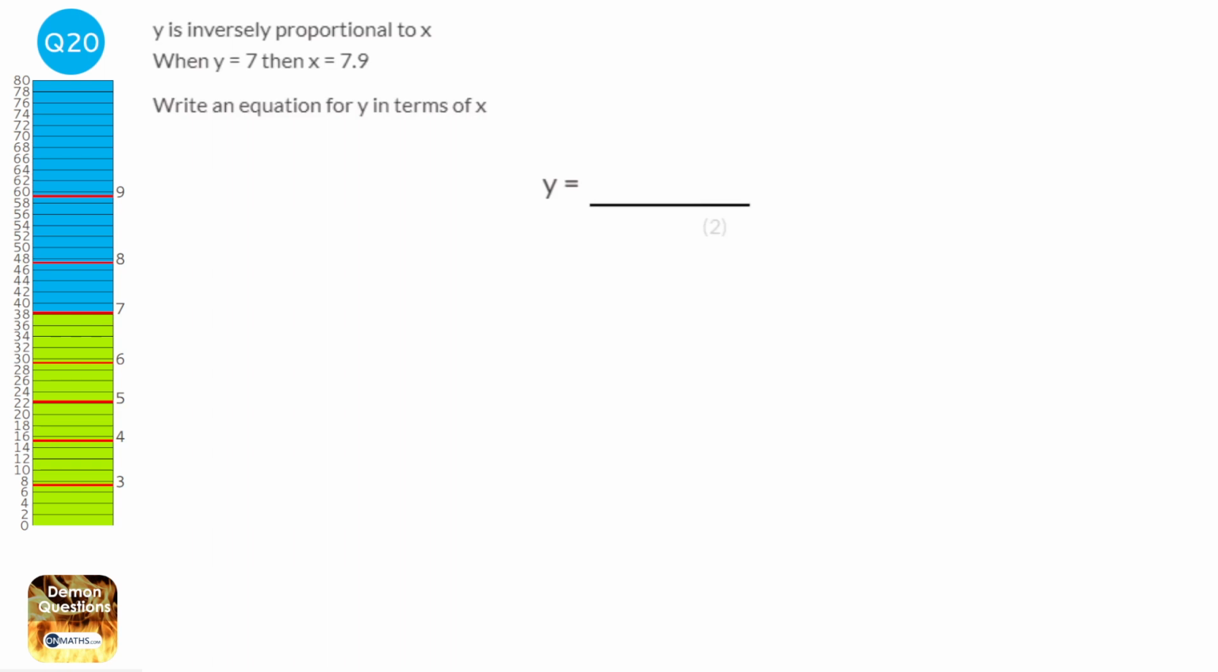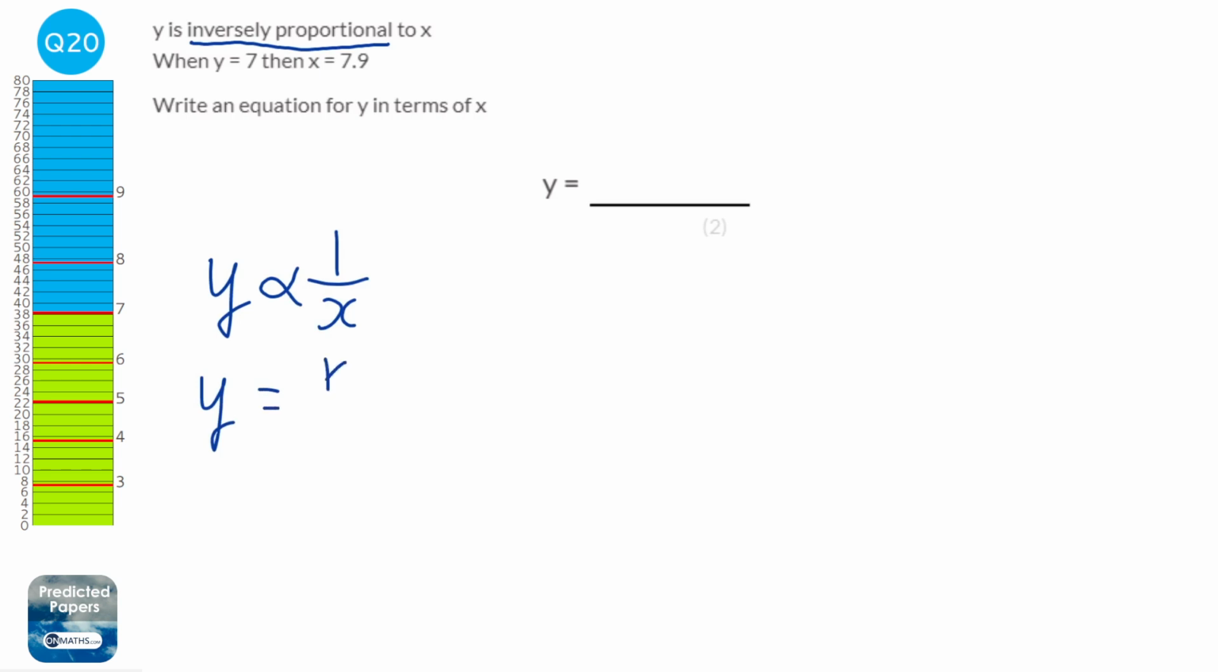When it's said that y is inversely proportional to x, it means that y changes as 1 over x changes. And to write this in an equation, all we do is write y equals k over x. Now k is something we need to find. So what we need to do is find a value of y and a value of x somewhere on the graph that would be formed from this, and we've got that in this question. So we know that when y is 7, then x is going to be 7.9.